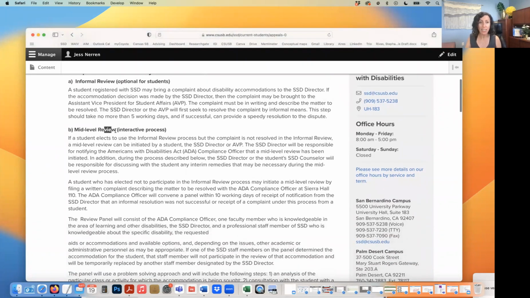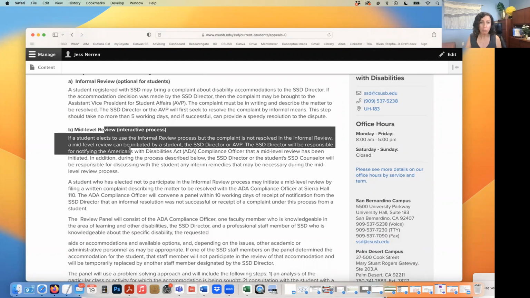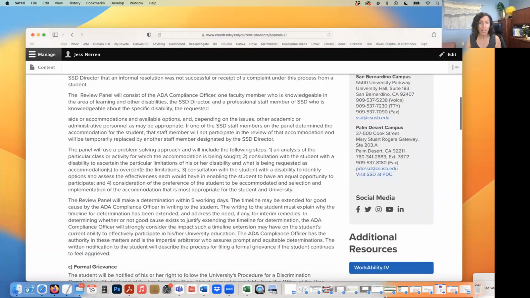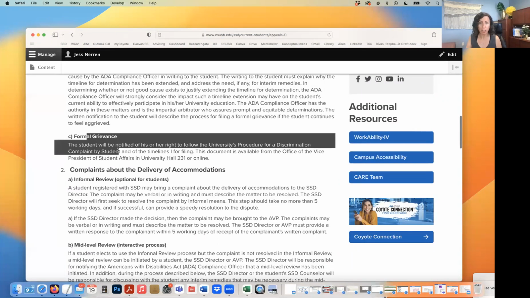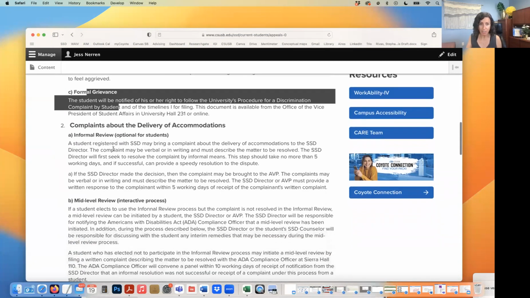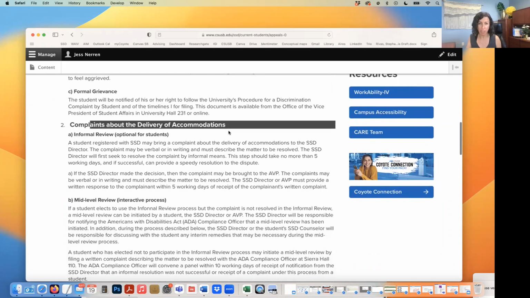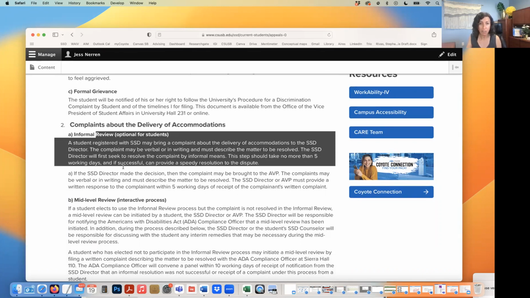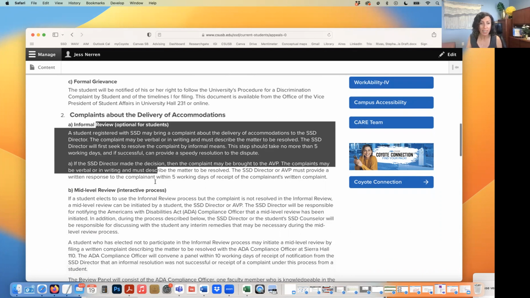Beyond that is the mid-level review, which would be with the SSD AVP who oversees SSD, and a panel. Lastly is a formal grievance that could be filed. Complaints about delivery of accommodations, that's like accommodation implementation. Like, I have this, but it's not happening. First, come to the director. So that might be me for the time being. It'll be someone else in the future. Then go to the AVP.